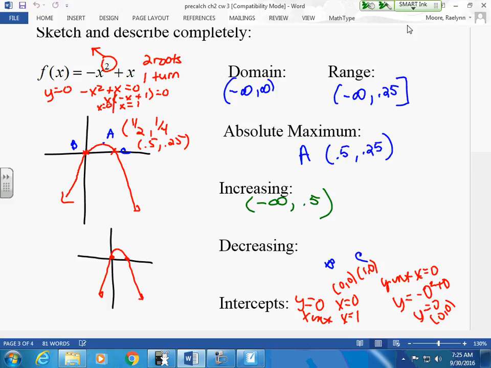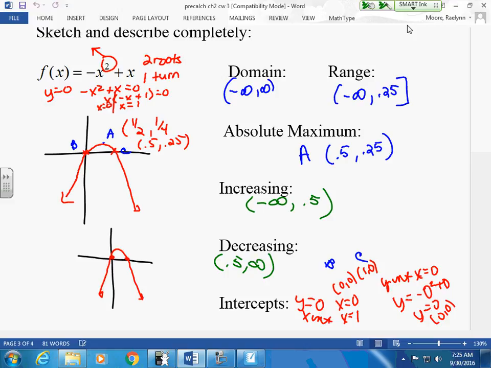Increasing and decreasing always have a soft bracket, because sometimes they share the same point and they don't really stop at this point. Then from this point on, my y value is decreasing as my x increases, right? So if I'm telling somebody where the y is going, I'm going to say, well, when my x is 0.5 to infinity, my y is decreasing. So 0.5 to infinity, I am decreasing.